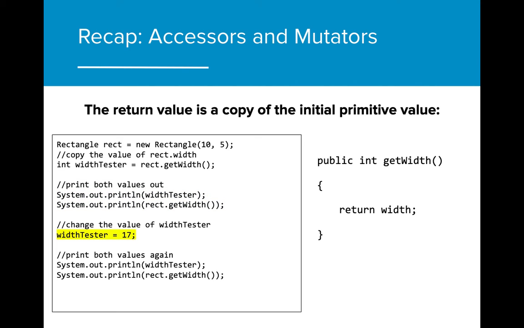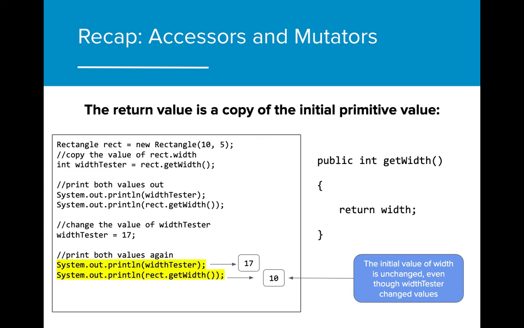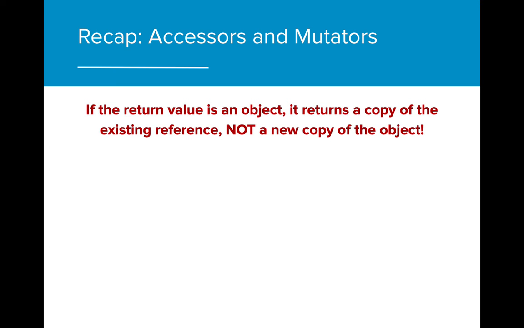Let's say we want to change the value of widthTester to 17. We can reassign widthTester to be equal to that value. When we print the value of widthTester and rect.getWidth again, we can see that the initial value of rect is unchanged, but the value of widthTester has been changed to reflect the change that was made in the program. Because the return value is a copy of the initial value, the original is unaffected. This is referred to as return by value. This process, however, is not the same for when we return objects back to a program. If the value is an object, the existing reference is returned to the program, not a new copy of the object.